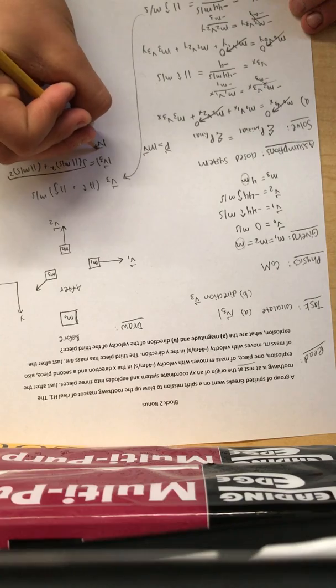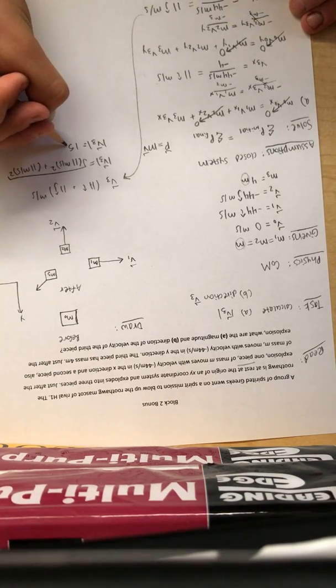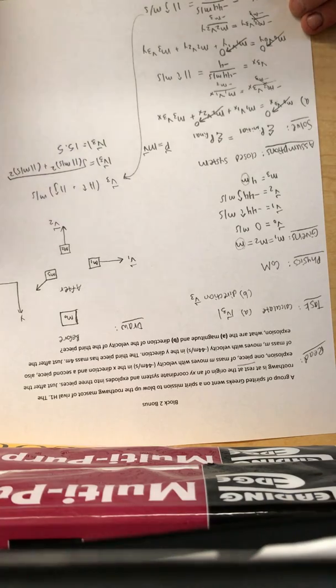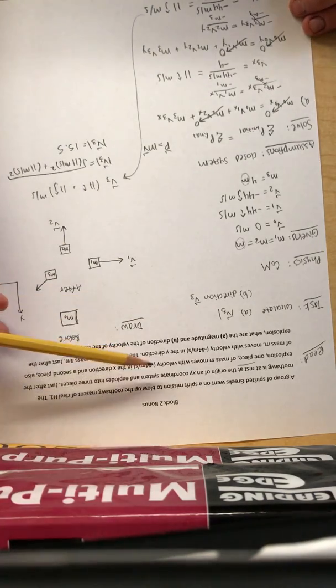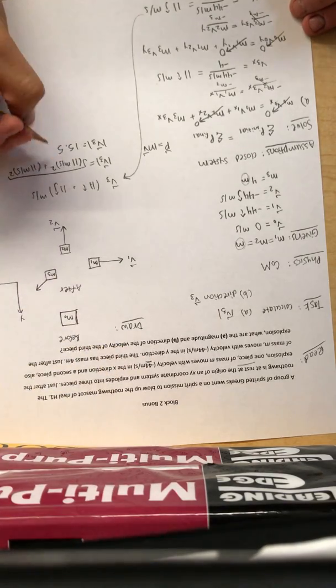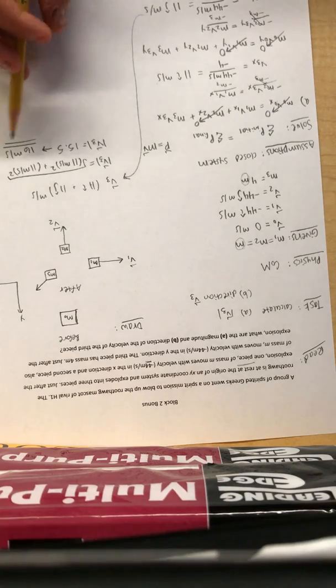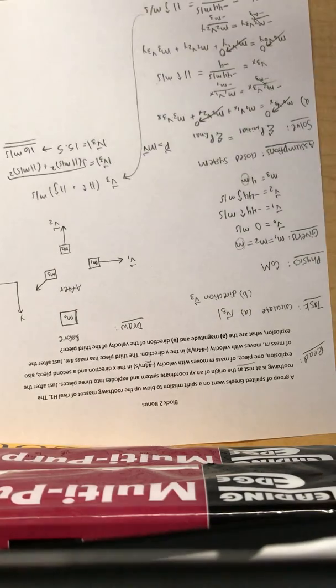And this equals about 15.5. And we know that in our problem, they give us numbers with two significant figures, so we will have our answers in two significant figures as well. 16 meters per second. So that is our answer for part A.